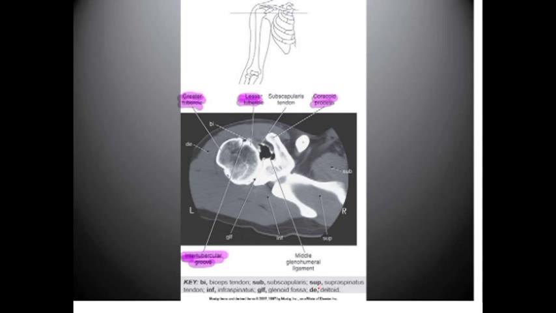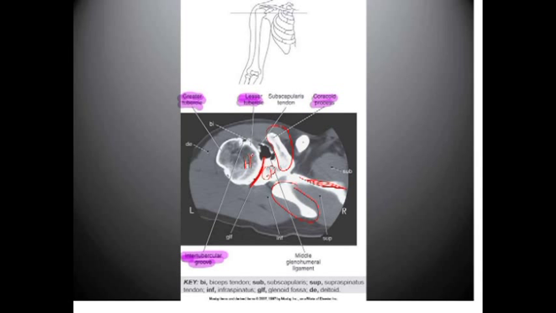Okay, looking at this image, we see that we are pretty much just slightly lower than where we were in the previous CT image that we actually saw, but it appears to be on the same patient. We have the coracoid process, scapular spine, scapular body, glenohumeral joint, glenoid process.